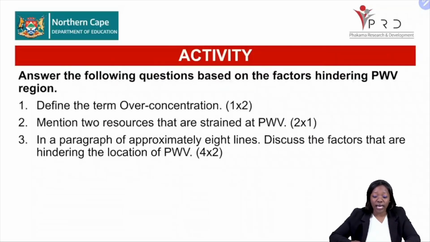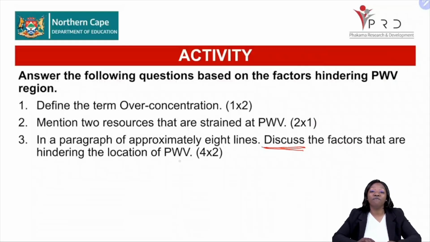Then we're looking at our activity. In our activity, you answer the following questions based on the factors that are hindering the PWV region. Number one, define the term over concentration. Then secondly, you mention two resources that are strained in PWV. Then number three, in a paragraph question, you discuss the factors that are hindering the location of PWV.